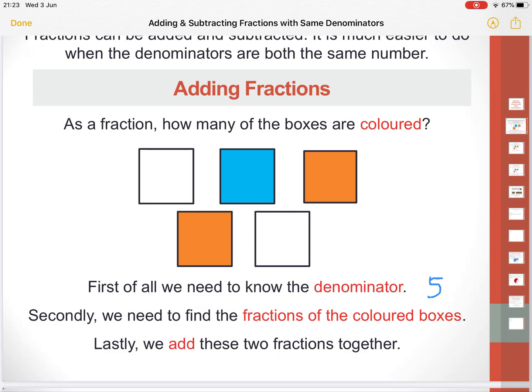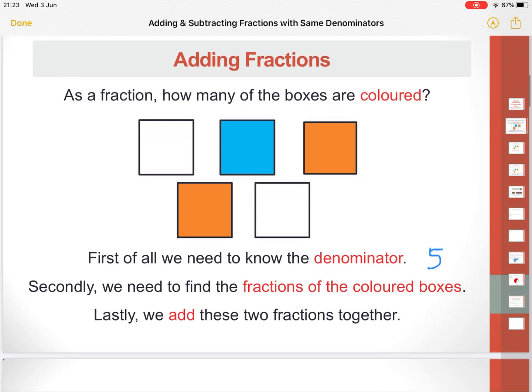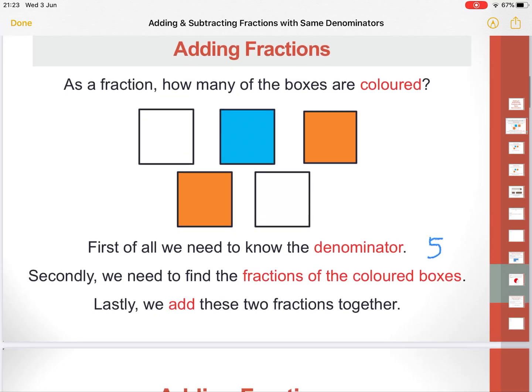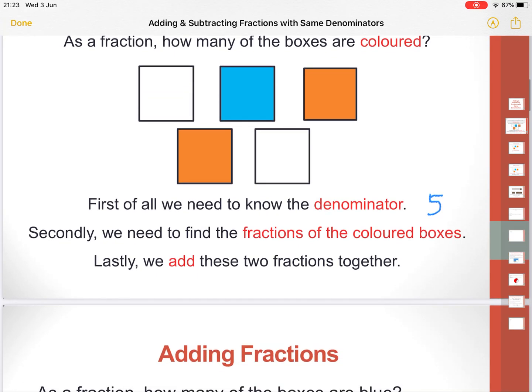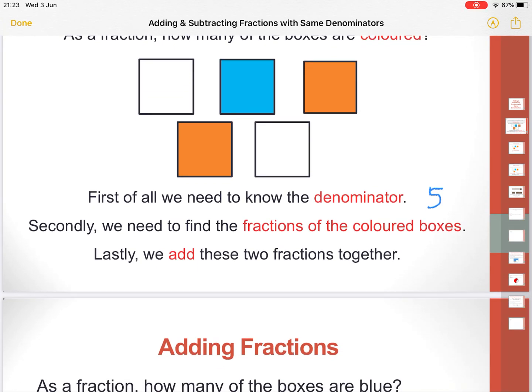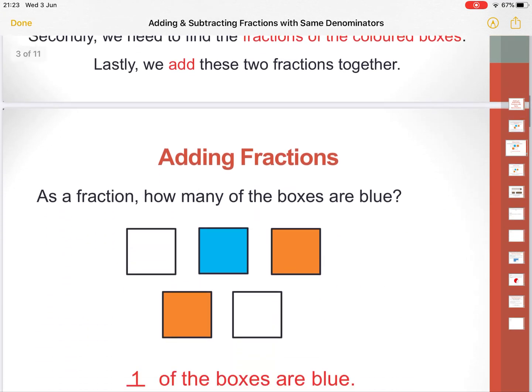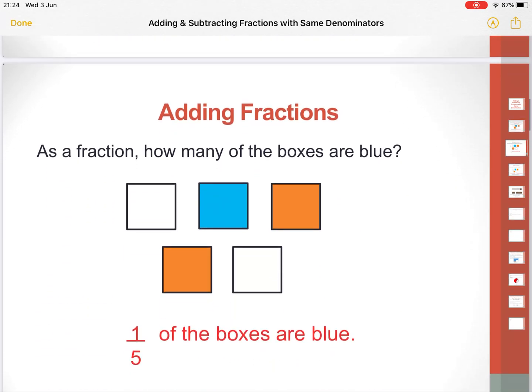Secondly, we need to find the fraction of the colored boxes. I need to find the fraction of the blue boxes, and I need to find the fraction of the orange boxes, all right? And then last of all, we need to add these two fractions together to find the fraction of boxes which are colored, okay? Because we have blue colored boxes and orange colored boxes, all right? First of all, adding fractions.